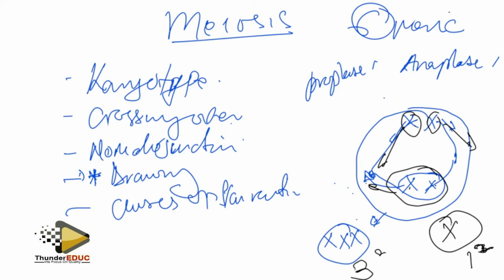Because it has 1, it is going to be called a monosome. Because this one has 3 instead of 2, it is going to be called a trisome. How does this lead to Down syndrome?